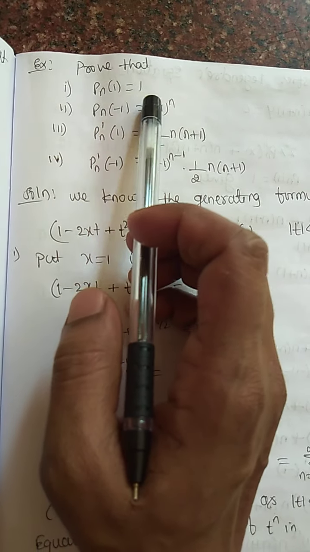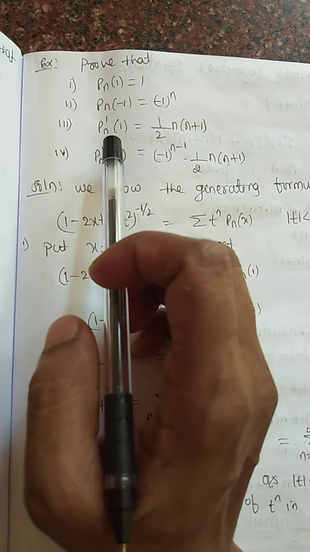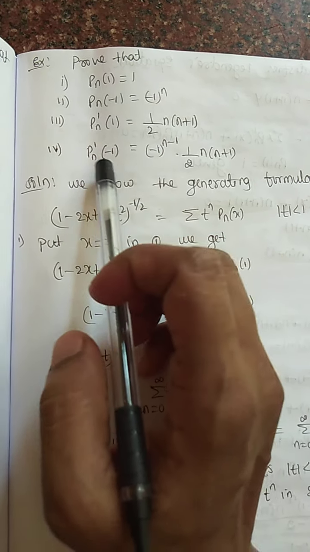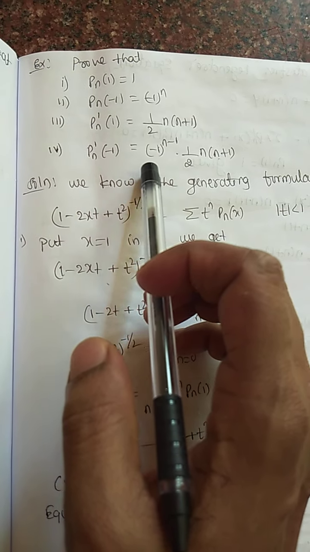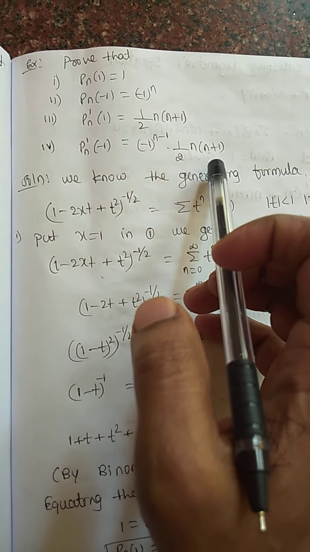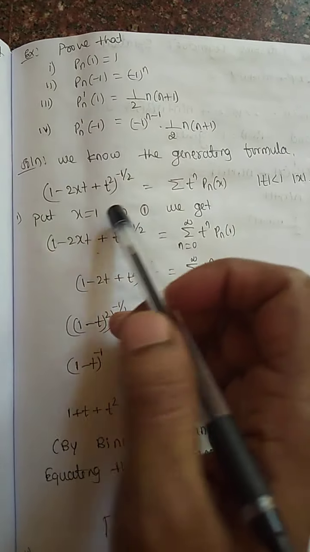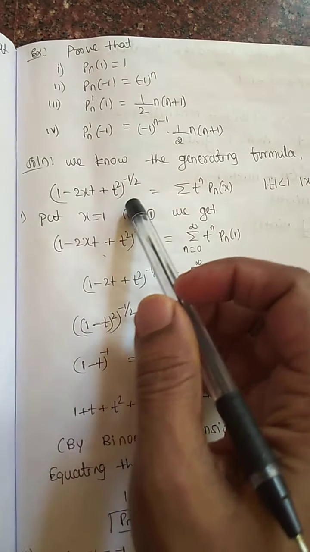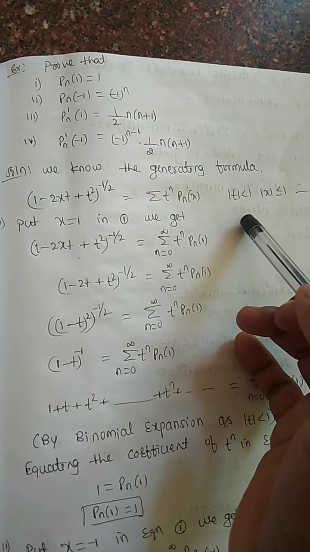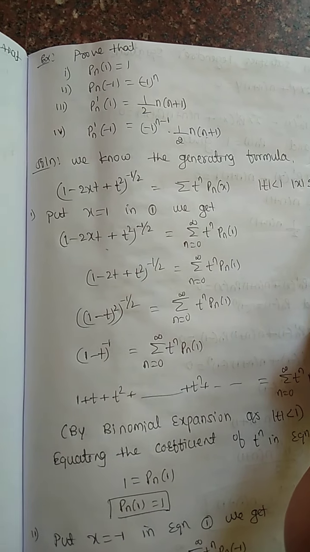Next example, prove that Pn(1) equals 1. Second, Pn(-1) equals (-1)^n. Pn'(1) equals 1/2 n(n+1). Pn'(-1) equals (-1)^(n-1) times 1/2 n(n+1). Solution: we know the generating formula (1 - 2xt + t²)^(-1/2) equals summation t^n Pn(x), where modulus of t is less than 1 and mod x is less than or equal to 1. This is equation number 1.